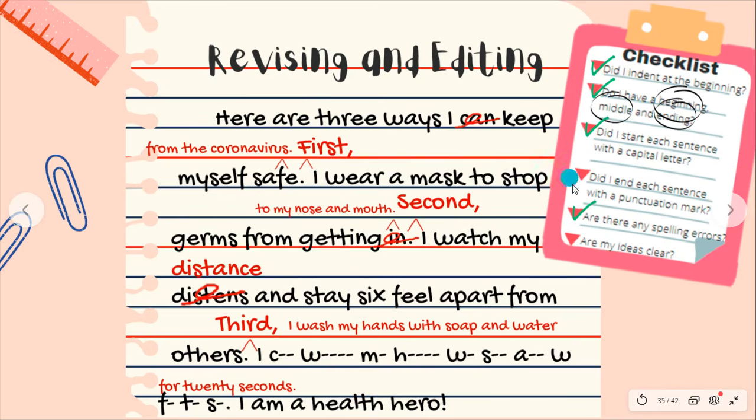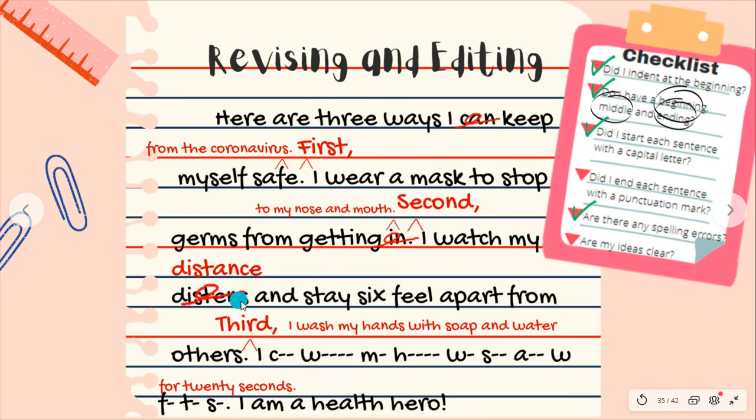I'm going to move on to the next part of my checklist, and it says here, did I end each sentence with a punctuation mark? So now I'm going to look at the ending of each sentence to make sure that I have an ending mark. Let's go ahead and look here. Here are 3 ways I keep myself safe from the coronavirus. There's an ending mark there. Let's look at my first detail. First, I wear a mask to stop germs from getting to my nose and mouth. There is an ending mark in my first detail.